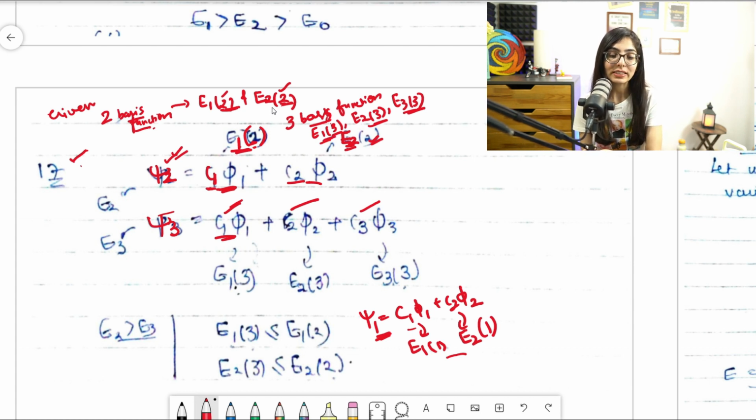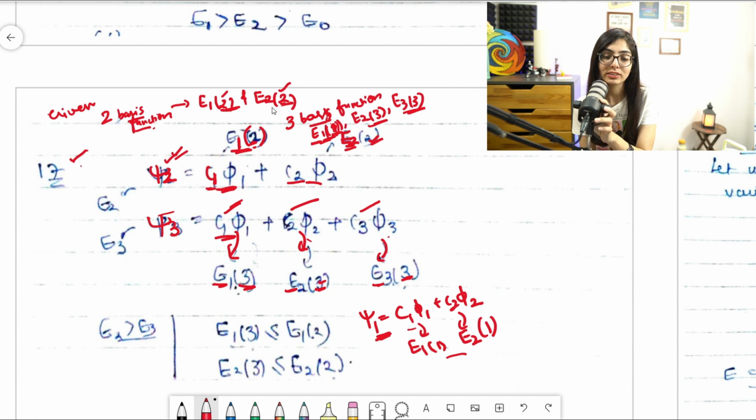That means this E1, E1 energy of the third trial wave function. Same with this, E2 energy of the third trial wave function. Clear? E3 energy of the third trial wave function. Clear? And if I have to write the total energy, that would be E3. Fine. And if I have to write the total energy of this psi 2, that would be E2.